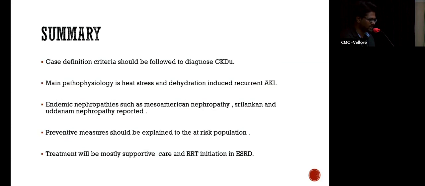The main pathophysiology is heat stress and dehydration inducing recurrent AKI. Endemic nephropathies such as Mesoamerican nephropathy, Sri Lankan nephropathy, Uddanam nephropathy, and Thondaimandalam nephropathy are reported. Preventive measures should be explained to the population at risk. Treatment will be mostly supportive care and RRT initiation in the ESRD stage.